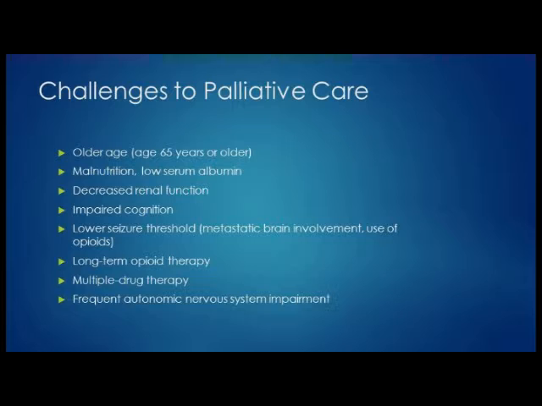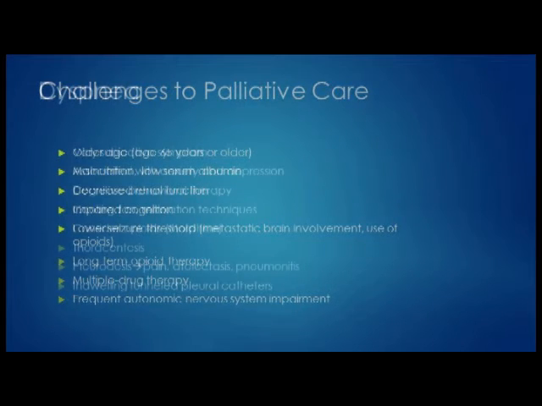Long-term opioid therapy actually makes it harder to provide other pain medications because these patients tend to have more of a resistance to the other pain medications. And then multiple drug therapy, where these other drugs can interfere with other agents that they're trying to provide. Frequent autonomic nervous system impairments, so some patients will have other symptoms that aren't going to be treated easily with, let's say, an opioid, such as excessive sweating, dry mouth, dry eyes, or flushing.